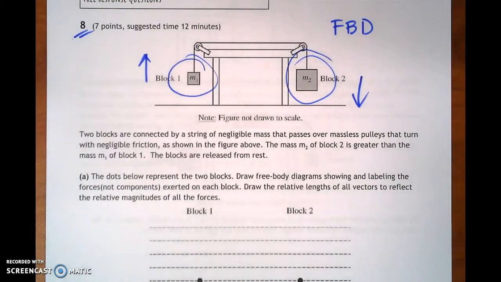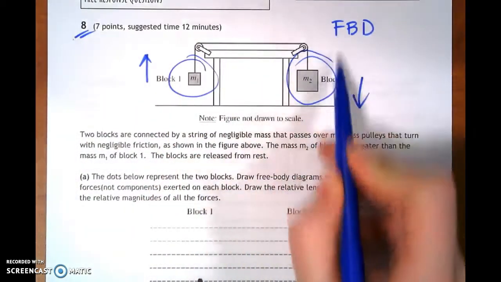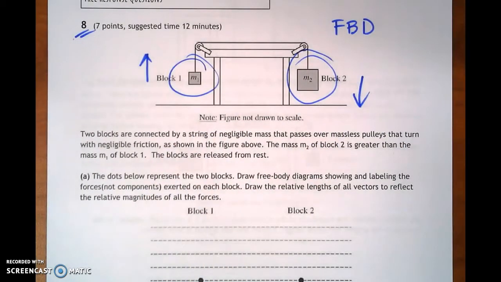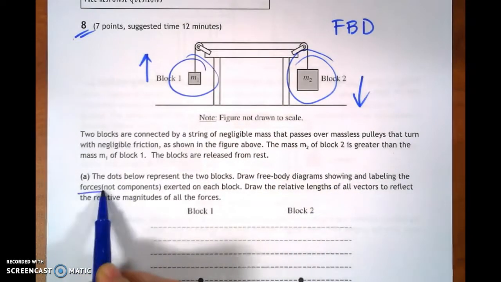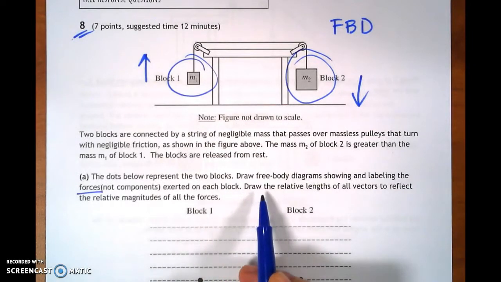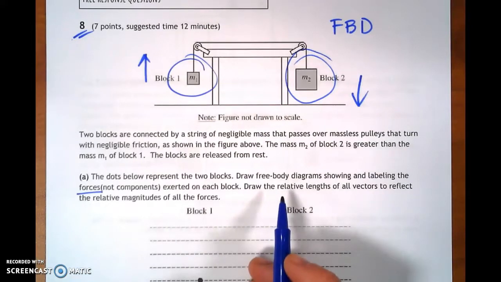One of the things that we have to decide when we calculate problems like this is, even though we've got up and down, we have to decide which way is positive and negative. That'll come in the final part of this problem. The dots below represent the two blocks. Draw free body diagrams showing and labeling the forces, not components, exerted on each block. Draw the relative lengths of all vectors to reflect the relative magnitudes of all of the forces.